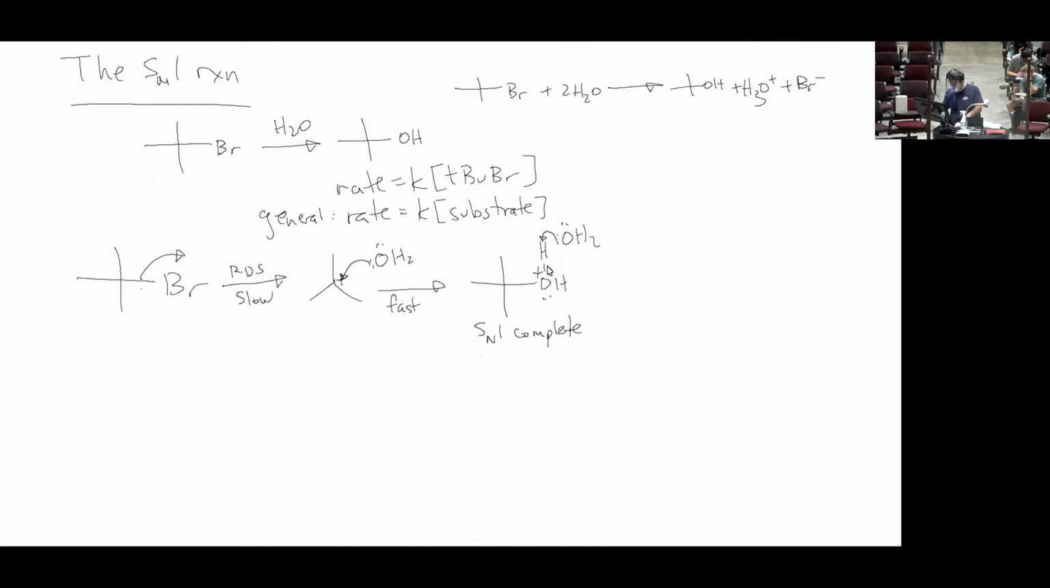We use water to pull off the proton. We break this hydrogen-oxygen bond. Those electrons go on the oxygen and neutralize the plus charge, and we're left with our neutral product, tert-butanol. And that's also, I guess, where our H3O plus ion comes from. But the major organic product, in this case, will be the alcohol. So this is a typical SN1 reaction.